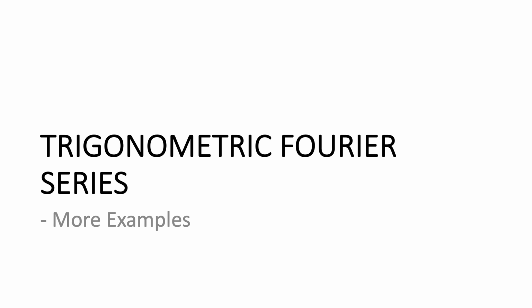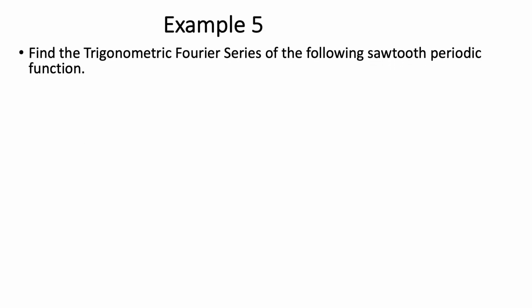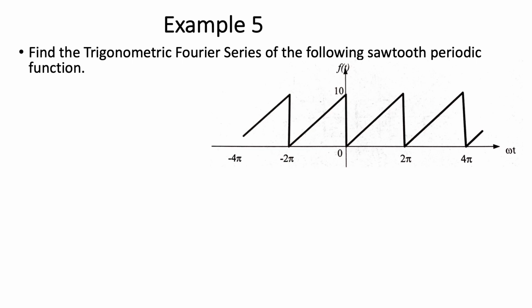In this PowerPoint, we will continue with more examples on finding Fourier series equations for some waveform. Example 5 shows a sawtooth wave signal f(t) with amplitude of 10 and time interval equals 2 pi. The question is, find the trigonometric Fourier series of the following sawtooth periodic function.